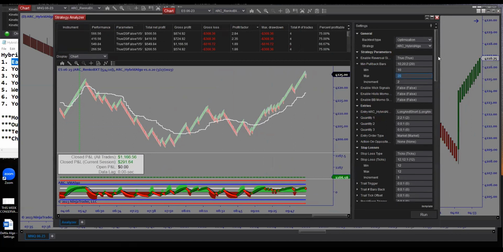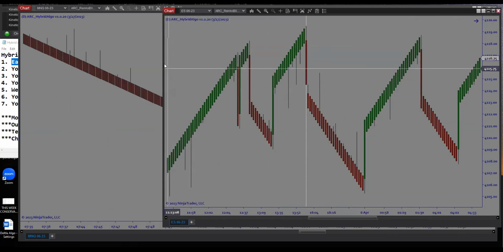So let's just go in here. Let's take this and minimum pullback. I could maybe put minimum pullback 2, right? I could put a maximum pullback of like 20, or I could put it as 100, right? And then leave everything else the same and test it on a different variation. Does that make sense? I want to test this system on the reversal signals.